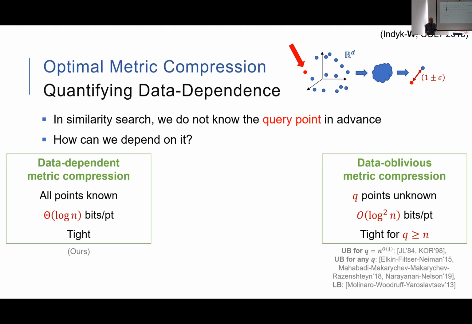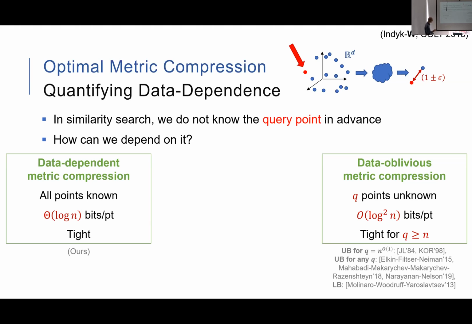And furthermore, this is tight in the regime where the number of queries, Q, is bigger than the number of data points n. So in other words, if the portion of the data that you don't know exceeds the portion of the data that you do know, then you probably cannot do anything better than data oblivious compression. Data dependence is not going to help you.